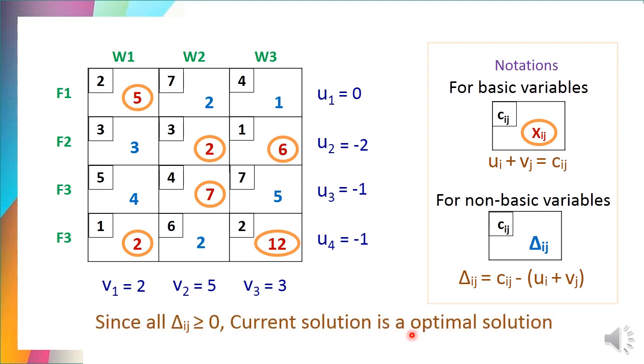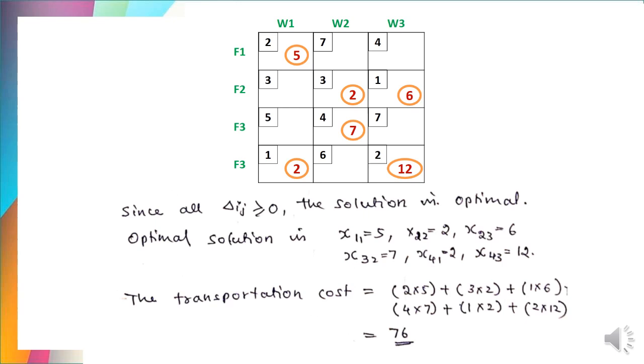All the delta ij's are greater than or equal to 0. Therefore, the current solution is an optimal solution. The optimal solution is nothing but x11 is equal to 5, x22 is equal to 2, x23 is equal to 6, x32 is equal to 7, x41 is equal to 2, and x43 is equal to 12. The transportation cost is 76. This is the optimal transportation cost.